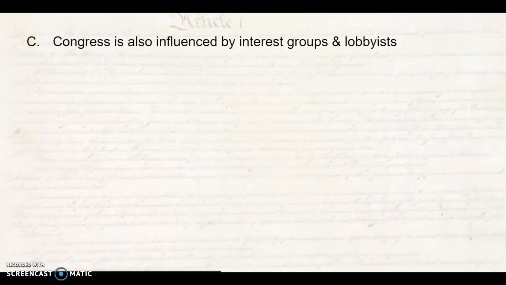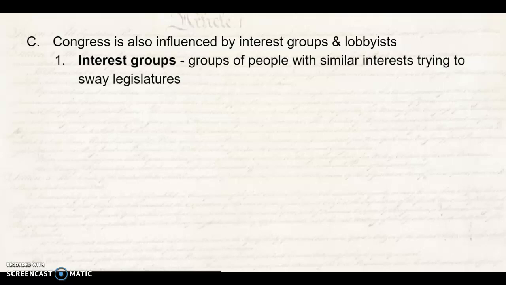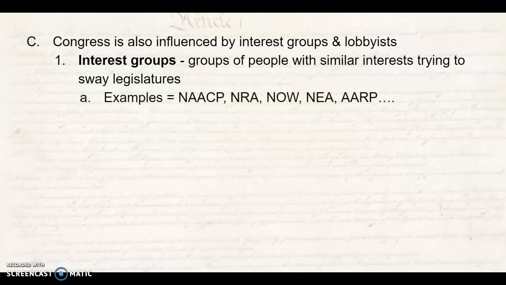Congress is also influenced by interest groups and lobbyists. Interest groups are groups of people with similar interests trying to sway legislatures. Some examples are the NAACP, the NRA, the NOW, the NEA, and the AARP. I'm sure at least one of those looks familiar to you. If not, feel free to look one up. But they have specific interests, and they try to get the legislatures to either block a bill or pass a bill that will positively affect them.